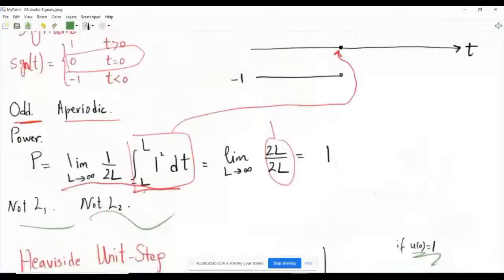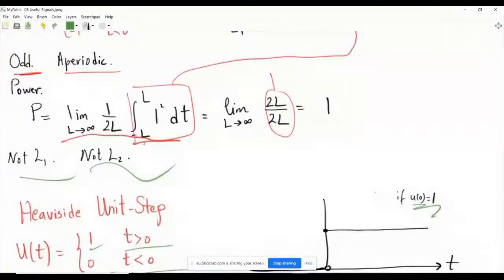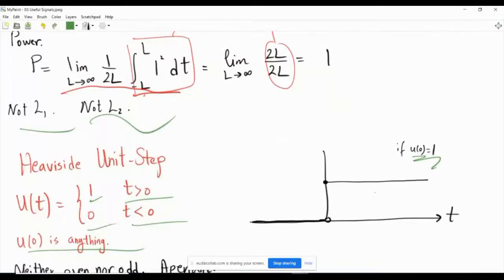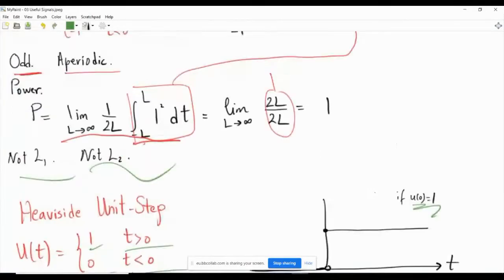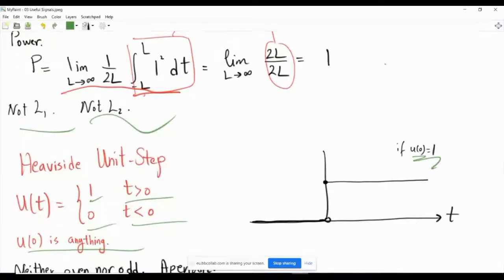And what is the relationship between the sine function and the Heaviside unit step function? Ignoring t equals 0, so if t is not equal to 0, how can you get this from that? If you take 2u of t, you multiply u of t by 2, so rather than 0, 1, it will be 0, 2, and then you subtract 1. So this is like sine t.